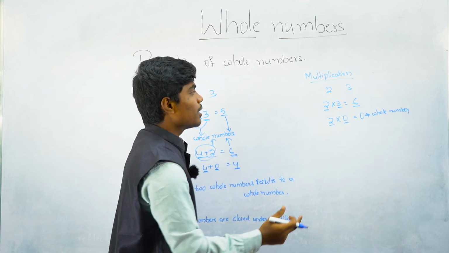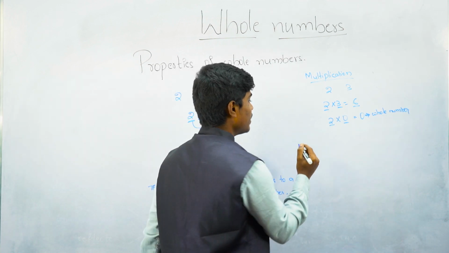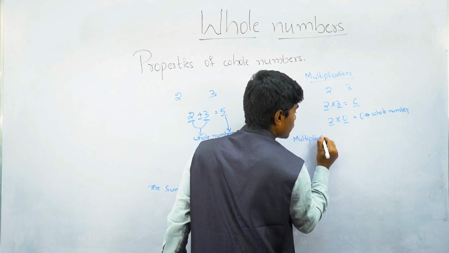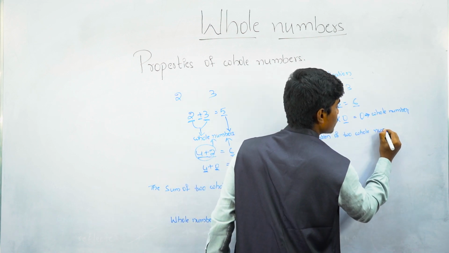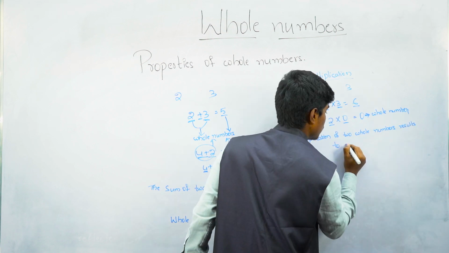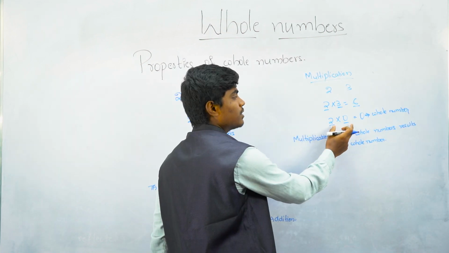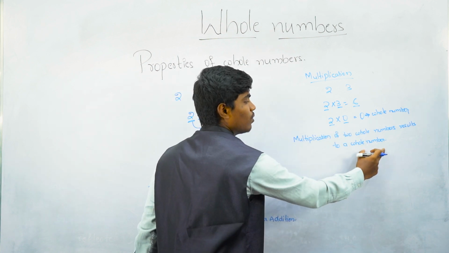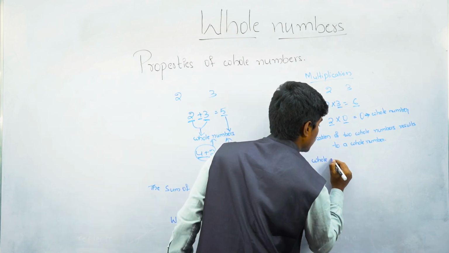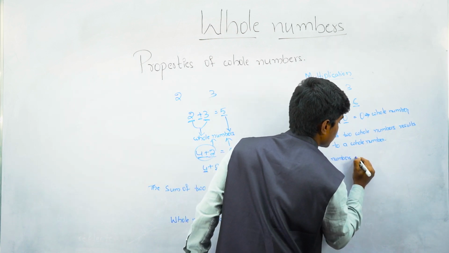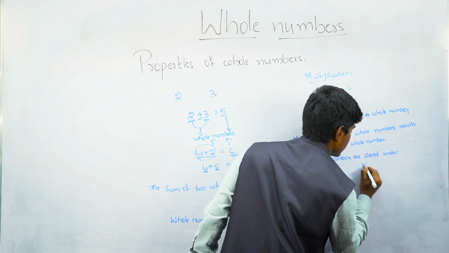Here we can see that multiplying two whole numbers results in a whole number. So we can say that the multiplication of two whole numbers results in a whole number. So whole numbers are closed under multiplication also.